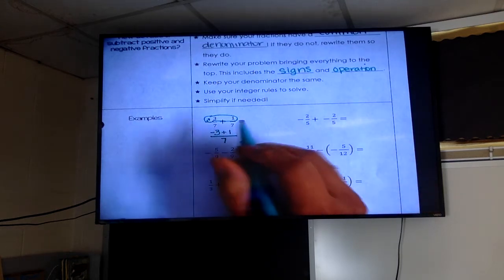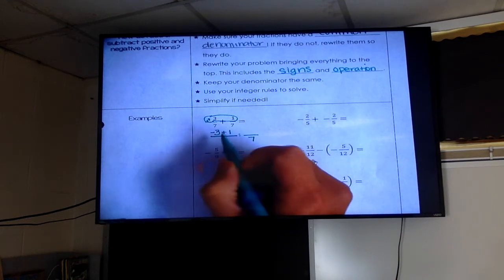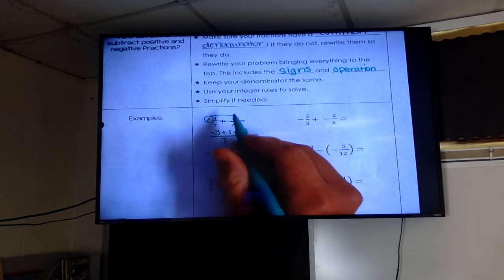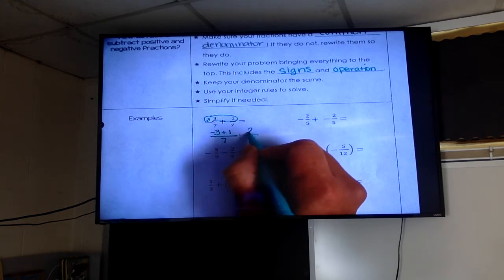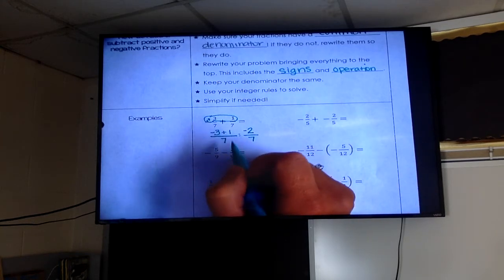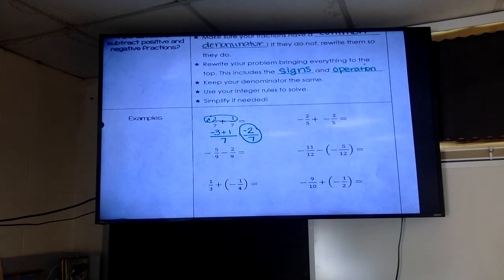Okay, and then I'm going to solve it using my integer rules. So denominator is just going to stay 7. I have -3 plus 1. My rule says when the signs are different, I subtract and keep the sign of the larger number. So -3/7 plus 1/7 equals -2/7. So let's try this idea again.